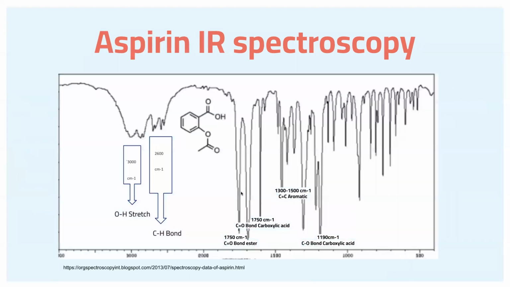Especially talking about aspirin, as we can see at 3000, it's showing the OH stretch, followed by 2600, which is the CH bond, then the C=O double bond of an ester, then the C=O double bond of the carboxylic acid, followed by the C=C double bond of the aromatic ring, and finally the C-O single bond at 1190.